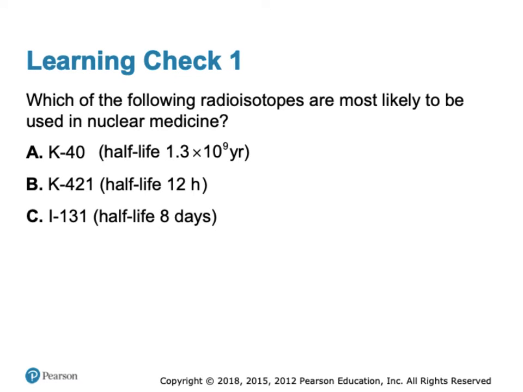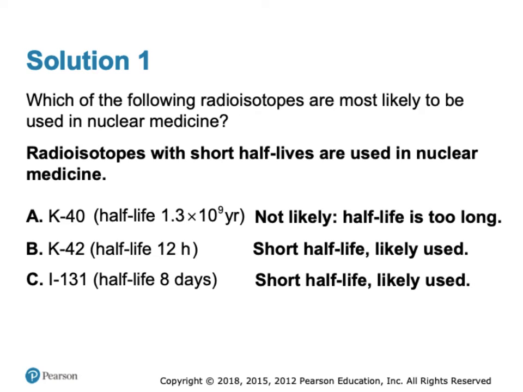Let's do a learning check. Which of the following radioisotopes are most likely to be used in nuclear medicine? Pause your video and answer the question. Here you're looking for a radioisotope that has a short half-life. So potassium-40, which has a very long half-life, is not likely going to be used in nuclear medicine. Whereas potassium-42, which has a half-life of 12 hours, or iodine-131, which we described in a little bit more detail, are most likely to be used in nuclear medicine applications.